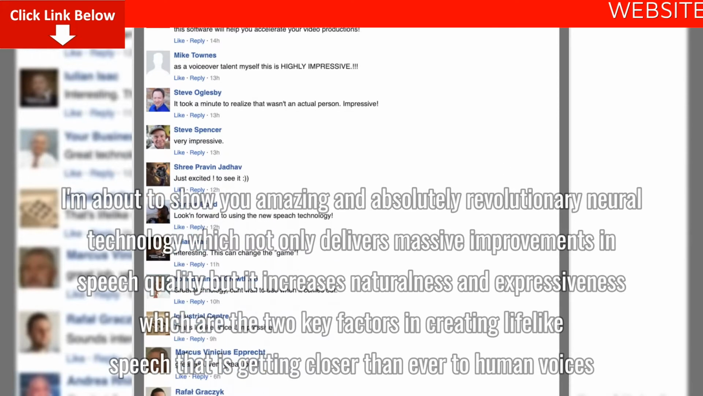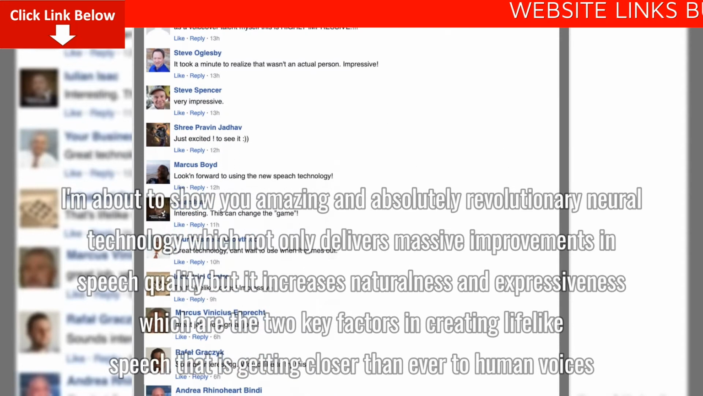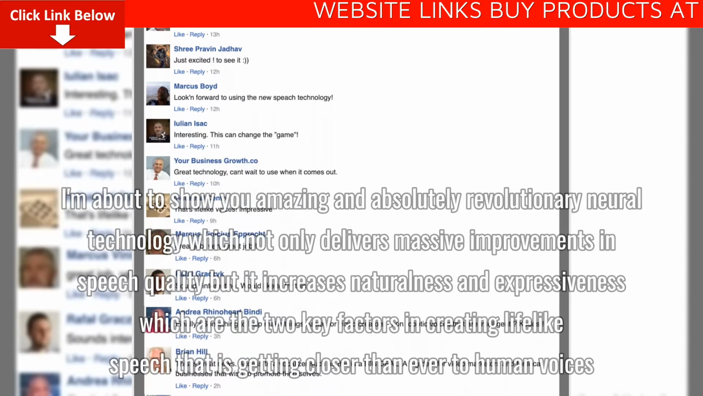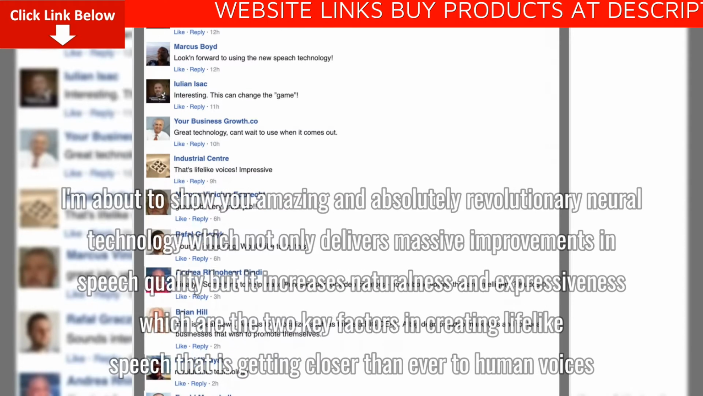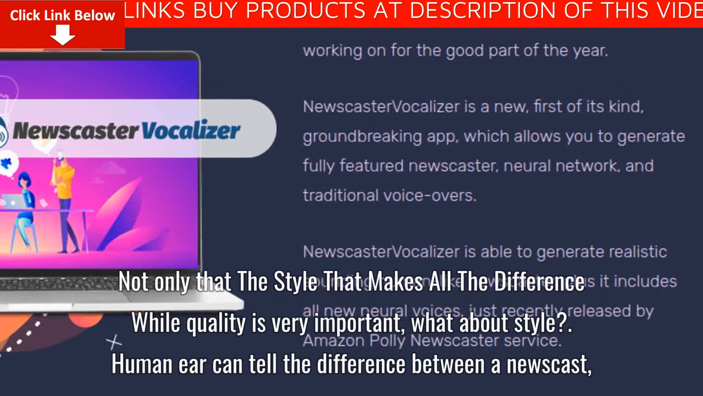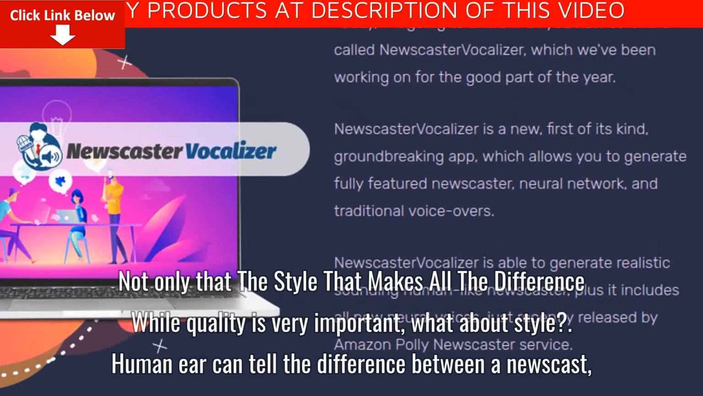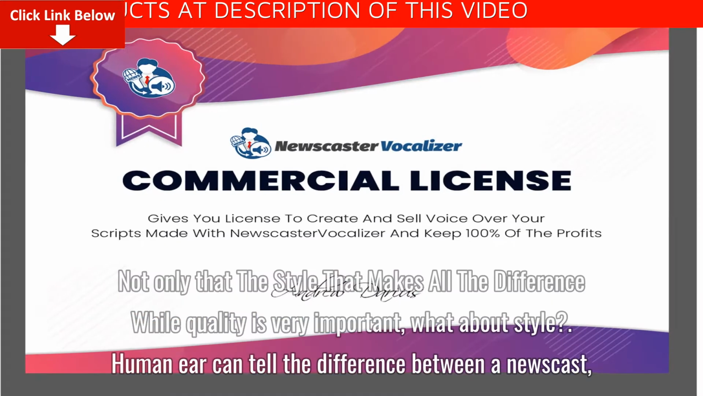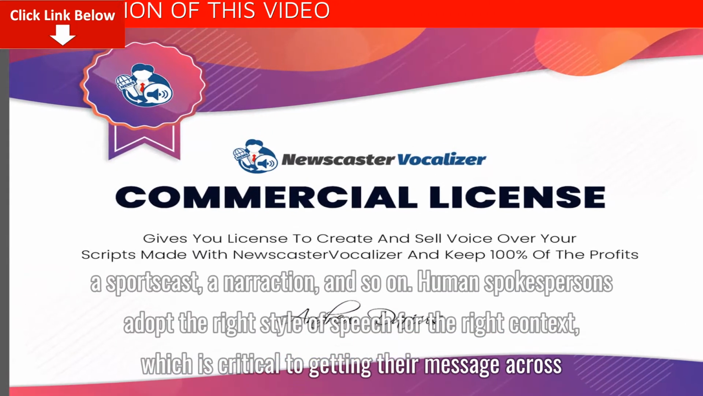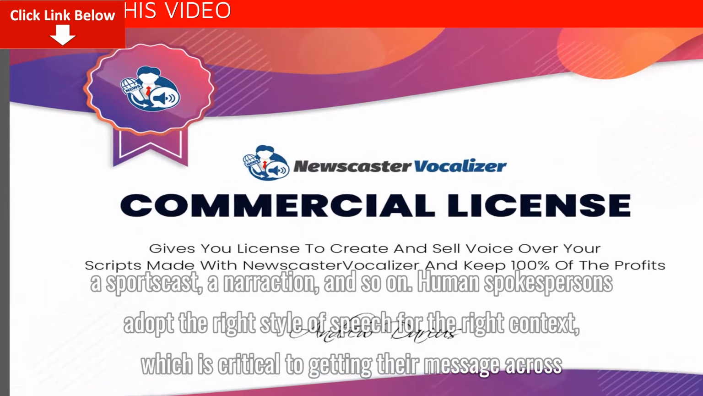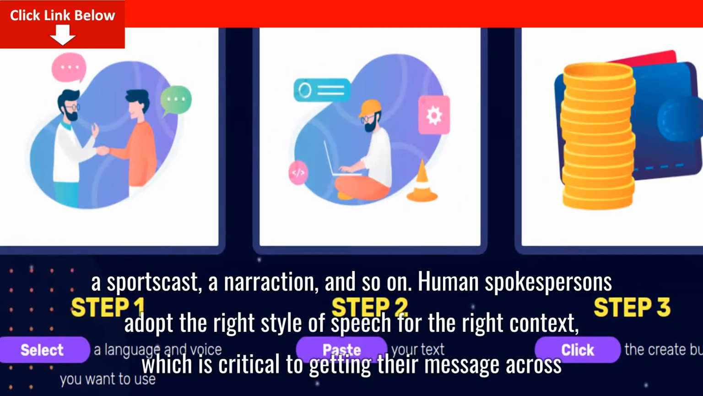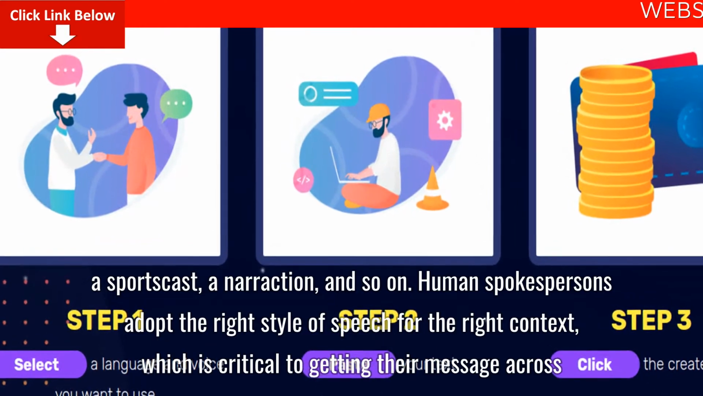in speech quality, but it increases naturalness and expressiveness, which are the two key factors in creating lifelike speech that is getting closer than ever to human voices. Not only that, the style makes all the difference, while quality is very important. What about style? The human ear can tell the difference between a newscast, a sportscast, an interaction, and so on. Human spokespersons adopt the right style of speech for the right context, which is critical to getting their message across.